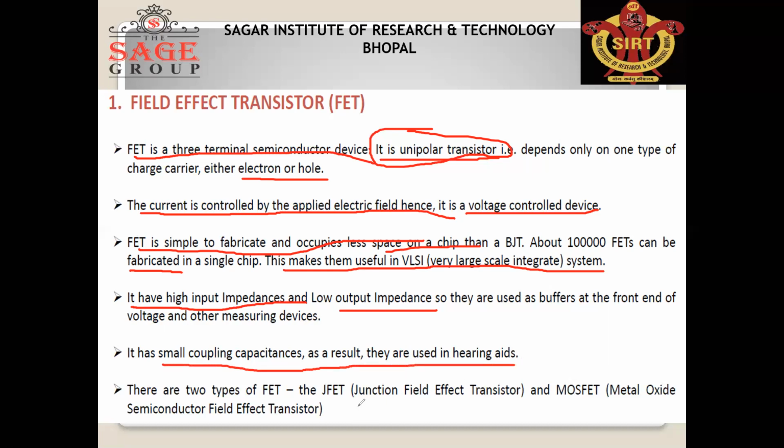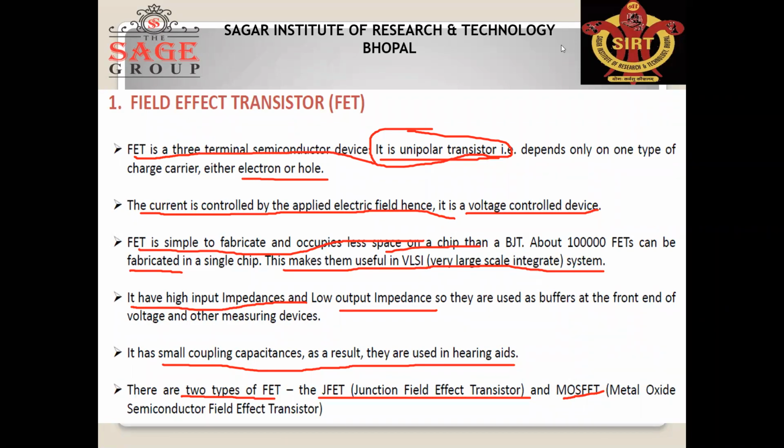And now the types of FET. There are two types of FET. One is JFET, junction field effect transistor, and the other is MOSFET, which is known as metal oxide semiconductor field effect transistor. So these are the features of FET, the introduction of FET.